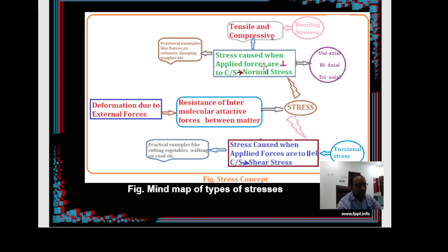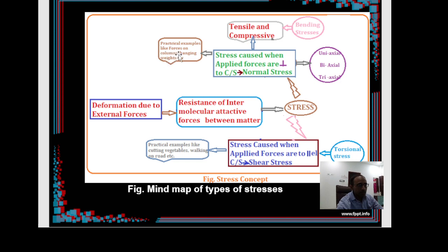And this particular normal stress may be acting in one direction, two directions, or three directions. Based on that, we give uniaxial, biaxial, triaxial states of stress. Other forms of stresses like bending stress are also a form of normal stress, having a combination of tensile and compressive stresses. Whereas torsion stress is another form of shear stress, right? And we can see several examples. Shear stress, many examples like cutting vegetables, cutting a log of wood, walking on the road. All these are examples.